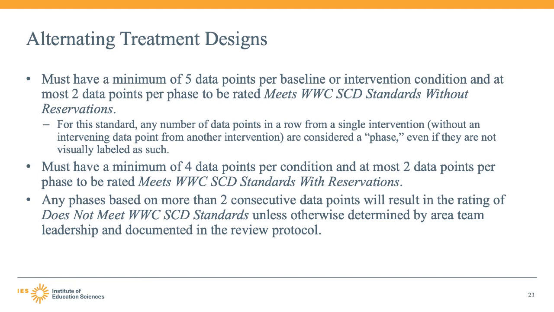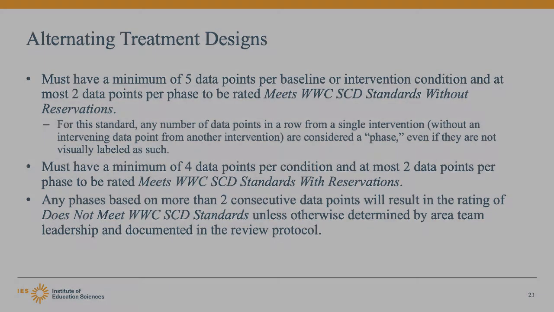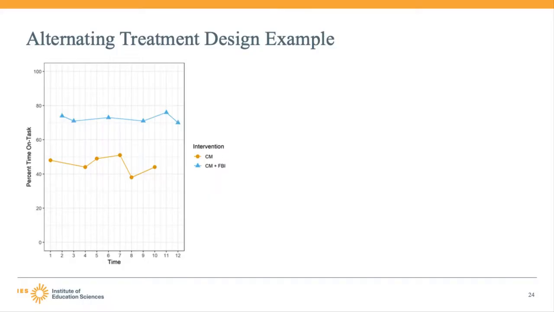And finally, any phase based on more than 2 consecutive data points per phase will result in a rating of does not meet WWC SCD standards unless topic area leadership has documented an exception to this criterion in the review protocol. This figure shows an example of an alternating treatment design with 2 treatments of interest.